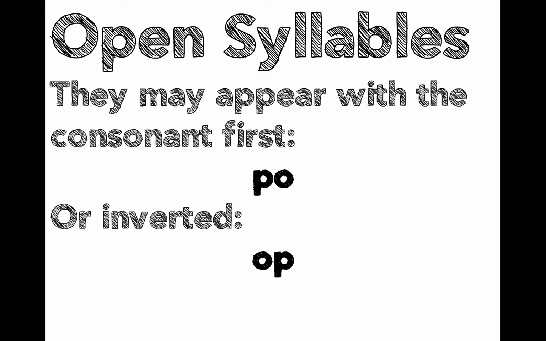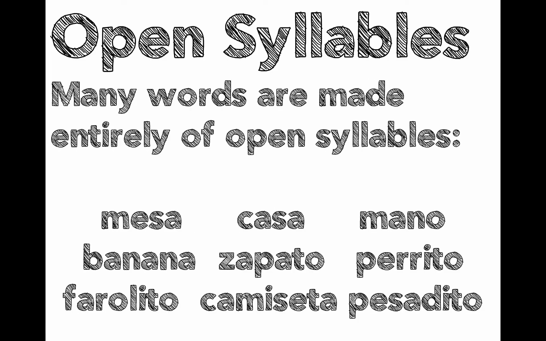So these open syllables can appear with a consonant first, most often, like po in the word policía, or it could be inverted with the vowel first, like op in oposición. Many words are made up entirely of open syllables.